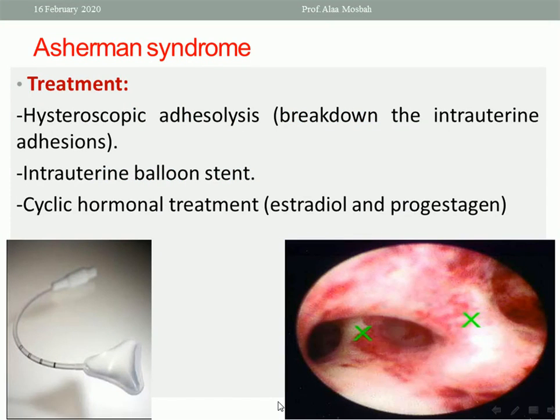Treatment is by hysteroscopic adhesiolysis, cutting these adhesions and inserting an intrauterine balloon stent to prevent recurrence of the adhesion, as this one, taking the shape of the uterine cavity, triangular. This balloon tries to prevent the adhesion inside the uterus again. And they give the patient cyclic hormonal treatment, estradiol and progestogen, with high dose estradiol to help regeneration of the epithelium of the endometrium.